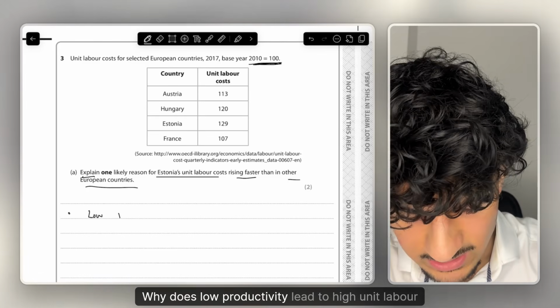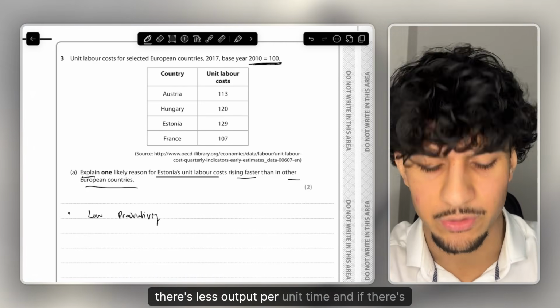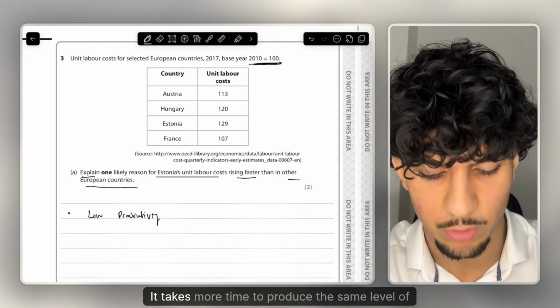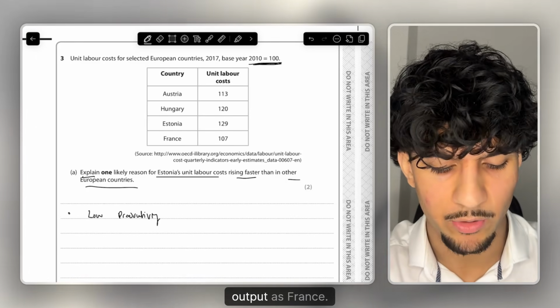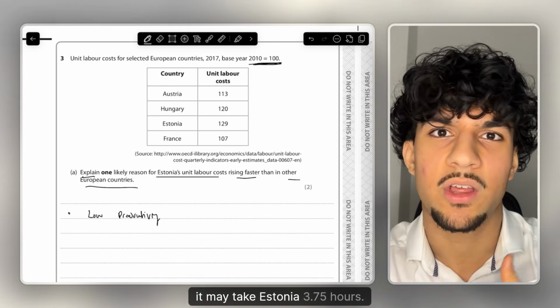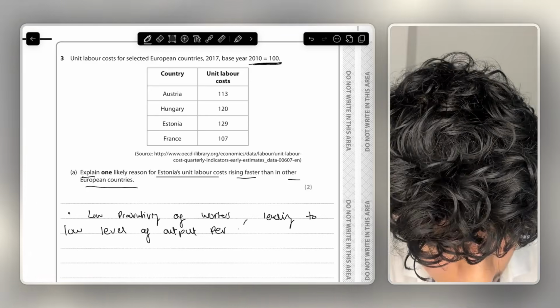Why does low productivity lead to high unit labour costs? As low productivity means there's less output per unit time, and if there's less output per unit time, it means more time is needed. It takes more time to produce the same level of output as France. For example, it may take France 3 hours, but it may take Estonia 3.75 hours. Therefore, as it takes longer, it's more costly.